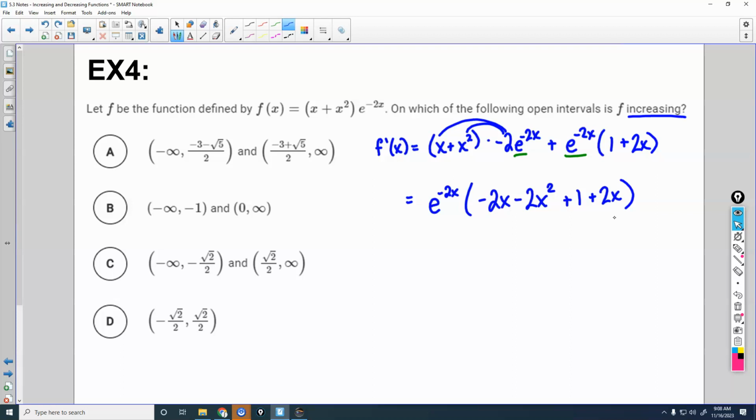And so for this, that negative 2x and the positive 2x cancel each other out. And I'm going to move my e to the negative 2x down to the bottom so that it has a positive exponent, e to the 2x. And at the top, I'm going to write this way, 1 minus 2x squared. Just because I don't like that negative being first, but you can write it the other way, that's fine. Negative 2x squared plus 1 is fine.